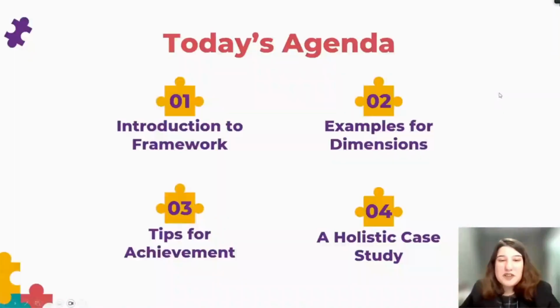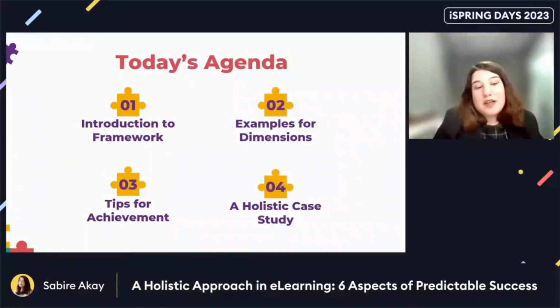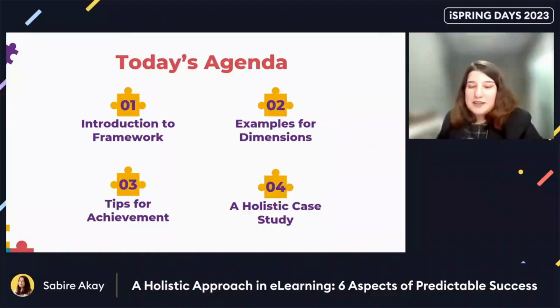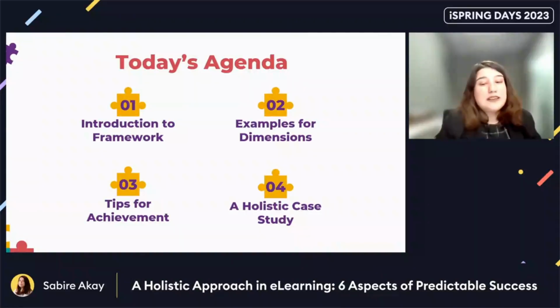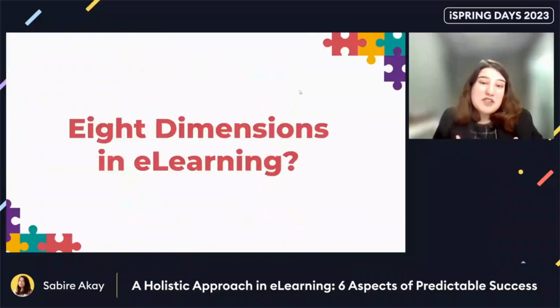So in this session, we will be talking about the framework of this holistic experience in e-learning. And then we will be talking about some dimensional examples for using them in contextual ways. We will be talking about these 6 tips for achievement. And lastly, I will be showing a holistic case study for you to understand the process better. So let me just start with the 8 dimensions in e-learning.